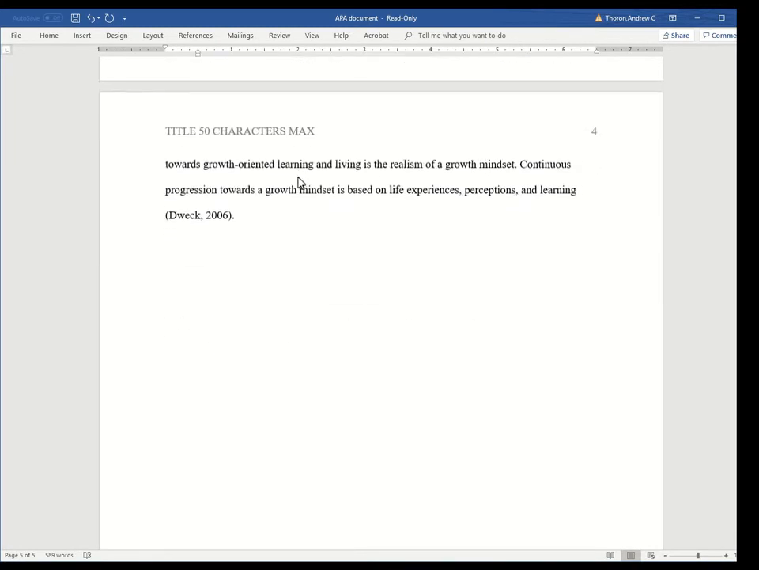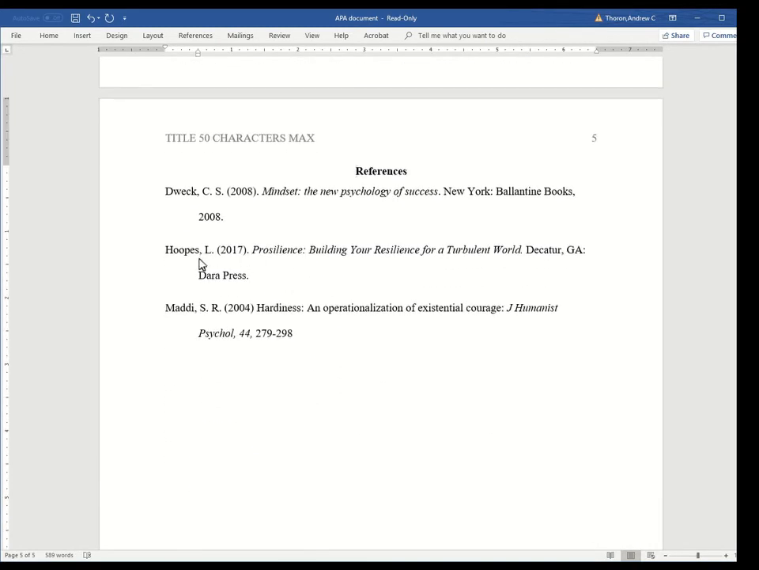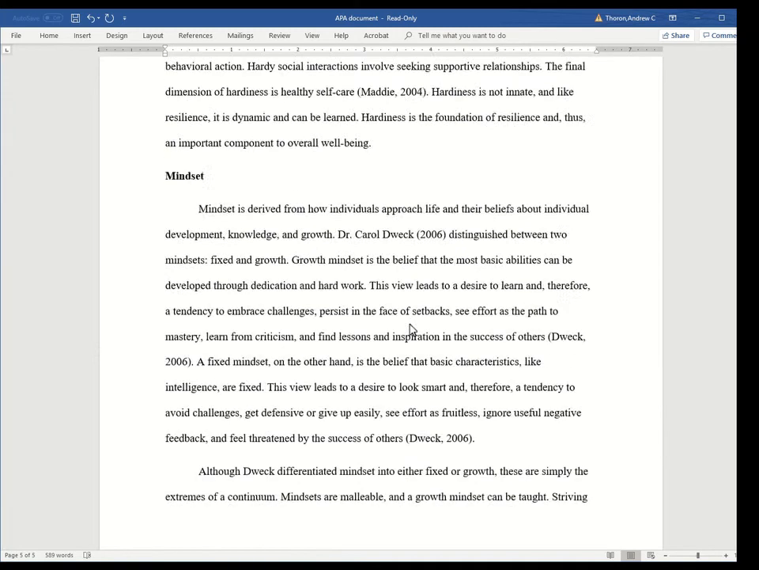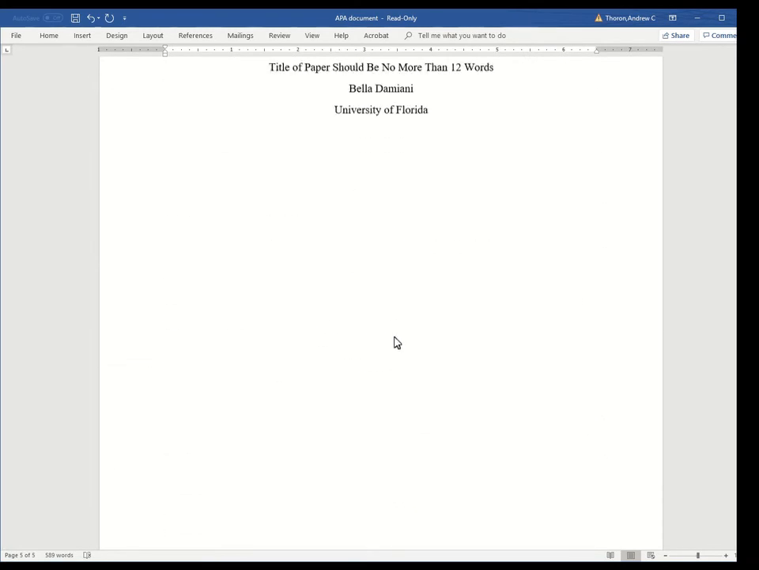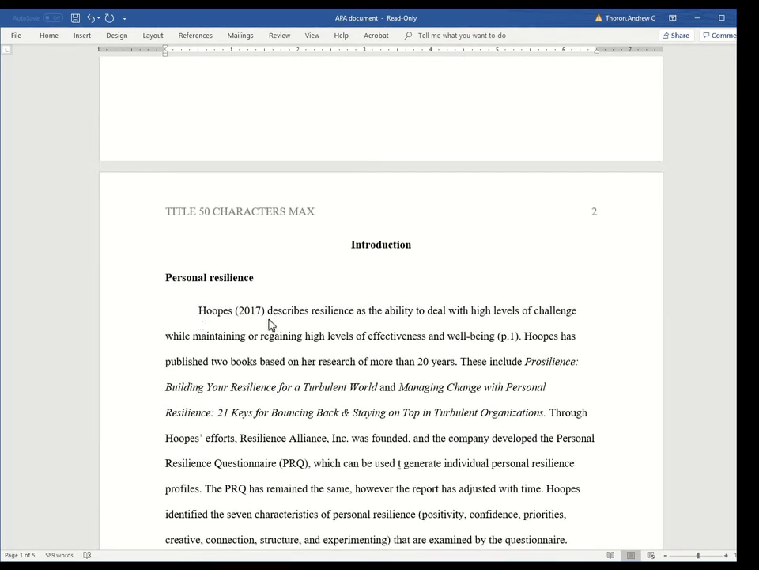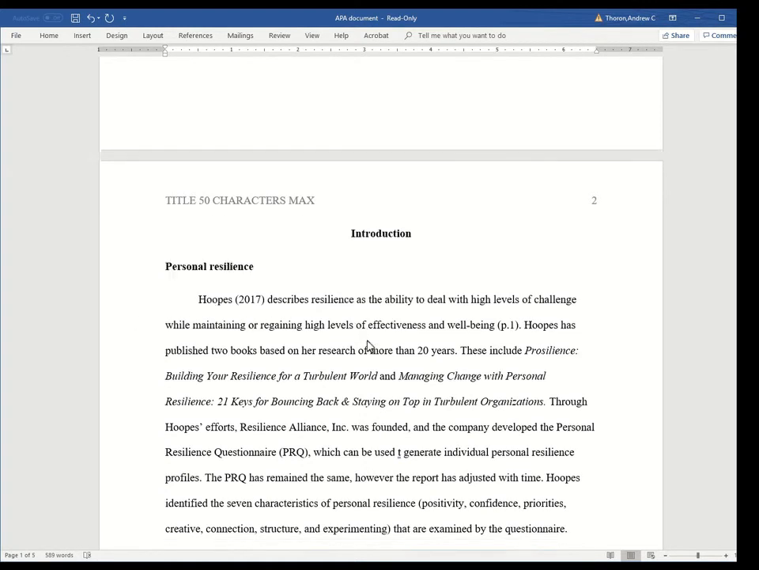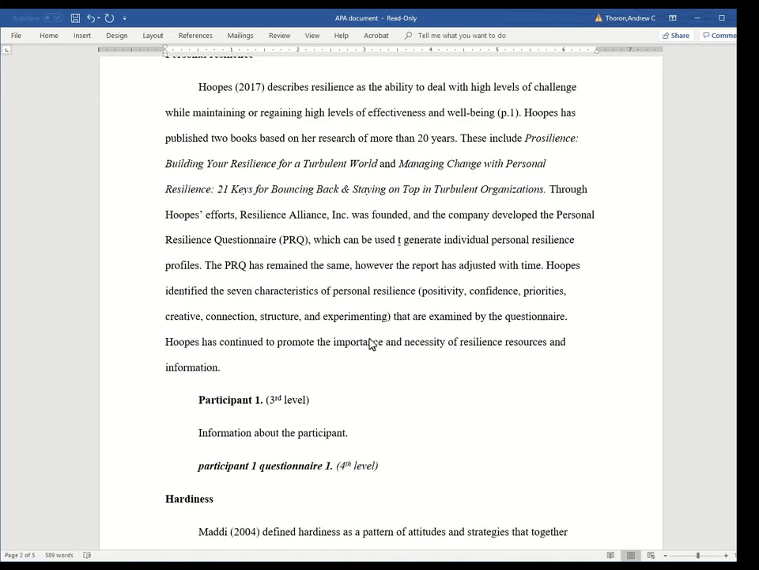But another important thing is you see how Dweck CS and Hoops L are here, but if we look back at the beginning of this paper, all the way up to Hoops, it just says Hoops. It does not say Hoops L or Linda Hoops. It's important when you're using in-text citations to only include the last name.